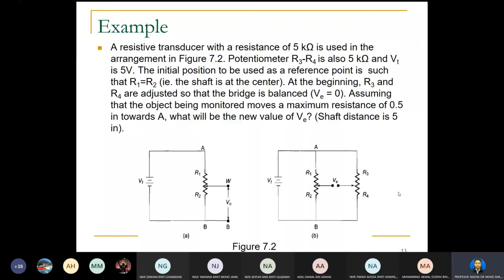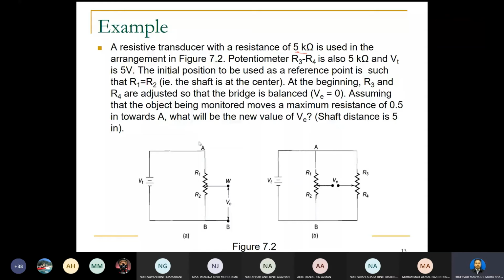Alright, the initial position to be used as the reference point is such that R1 equals R2. That means R1 and R2 will be the same. If the total resistance is 5K, R1 and R2 will be the same, that means 2.5k each. So for example, the shaft is at the center of this resistor.